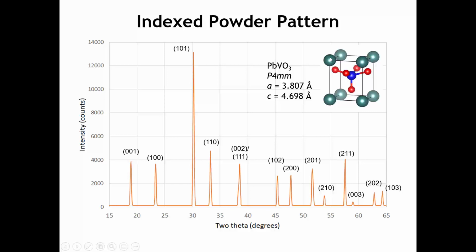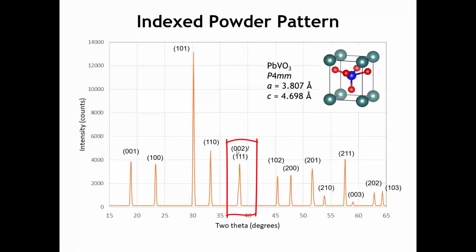It's actually the powder pattern for lead vanadate. The space group is a tetragonal one, P4mm, and these are the lattice parameters of the crystal that was used to generate this powder pattern. The one thing I might note is if we look right here at about 38 degrees, there's actually two peaks, the 002 and the 111, which are almost but not exactly overlapping.